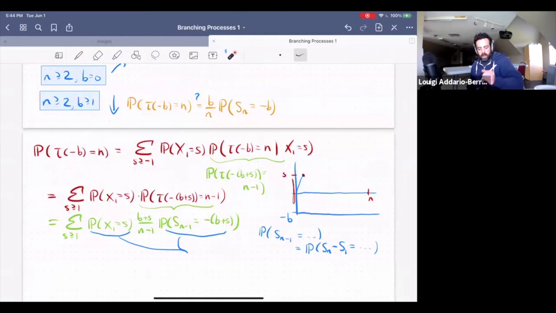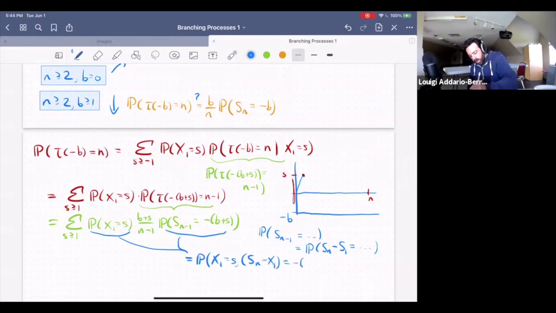Okay, and that's useful because S_{n-1} is independent of X_1. So if I rewrite this S_{n-1} as S_n minus S_1, then I can recombine this probability and this probability into a single one. So this is the same as the probability that X_1 is s and S_n minus X_1 is minus b plus s.